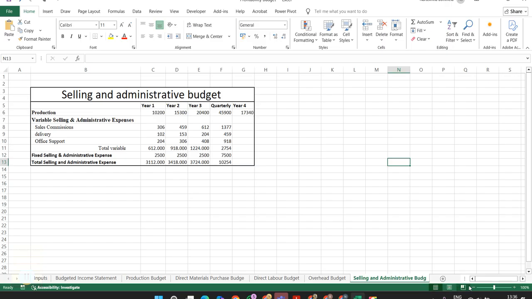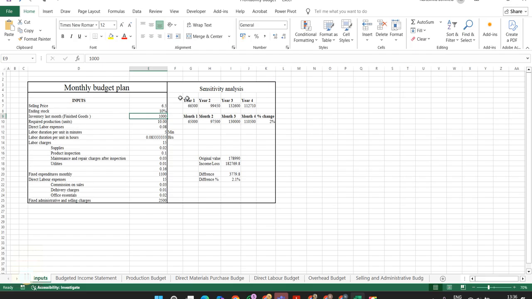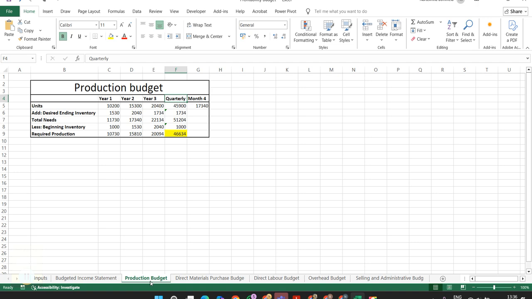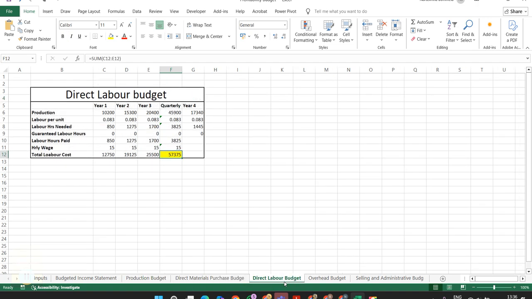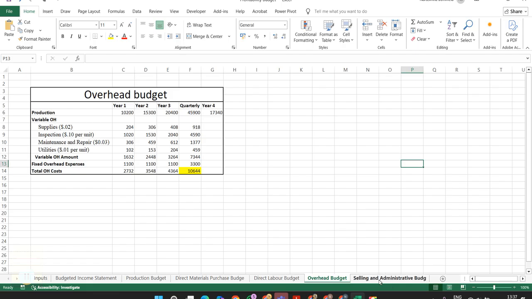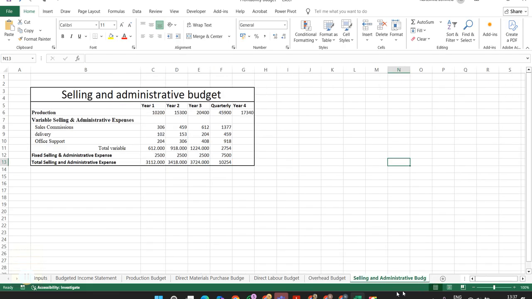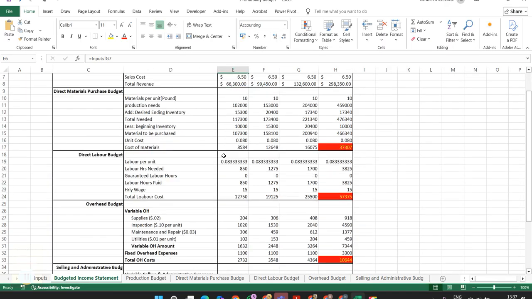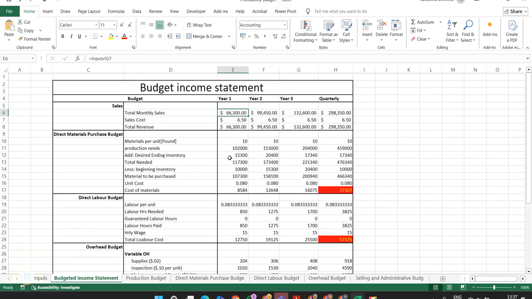In the last term, when we were working on similar kinds of financial analysis, we used to perform analysis on these assumptions. Using these assumptions, we used to prepare different types of budgets. Your profitability budget includes a budgeted income statement. It contains a production budget, direct materials budget, direct labor budget, overhead budget, and selling and administrative budget. These five budgets come under your budgeted income statement.